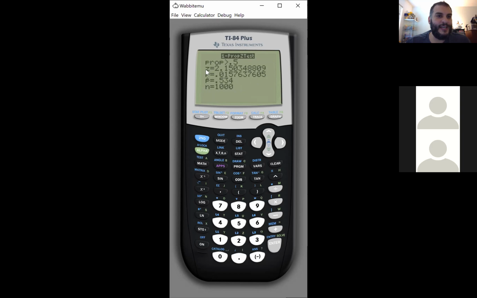If you look at it, you get the same z value. It says z is equal to 2.15034. If you look at the p, which is your p value, you get 0.01576. And that's your answer for the p value. So for ClassCalc or the TI-84, both of you should be getting roughly the same answer. Any question for the TI-84? All right. So let's go back to the notes.